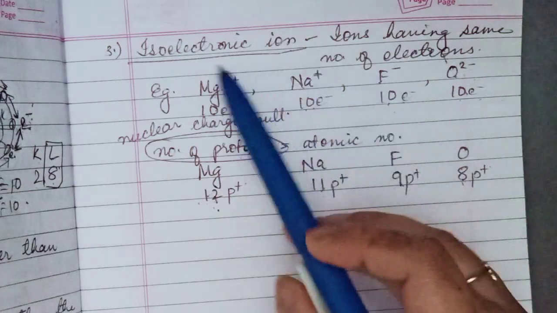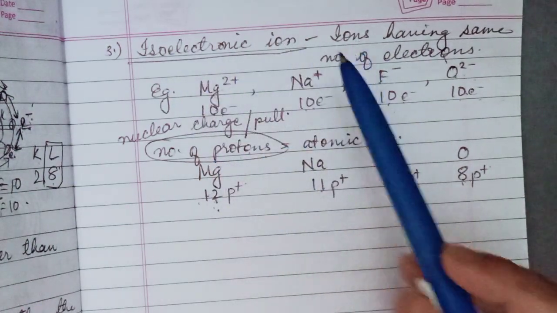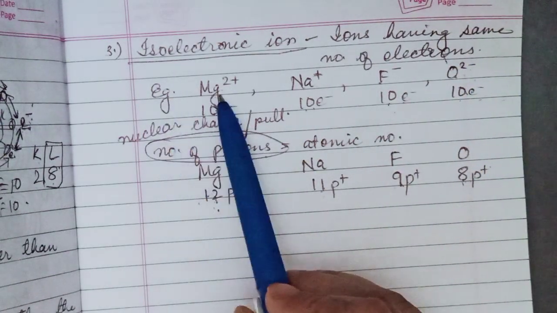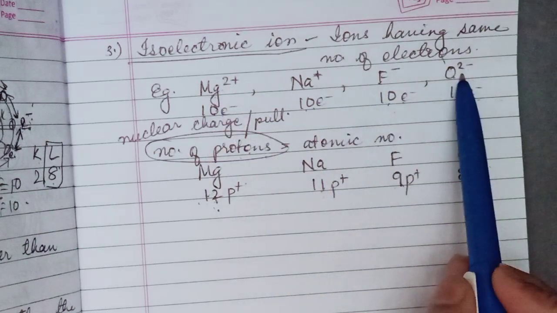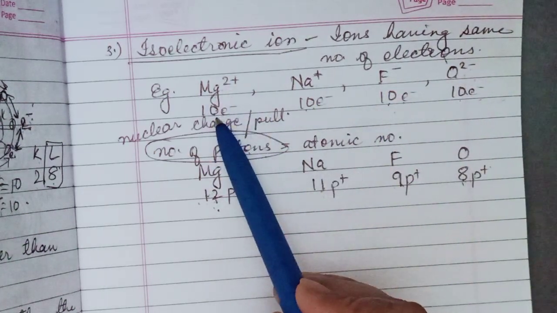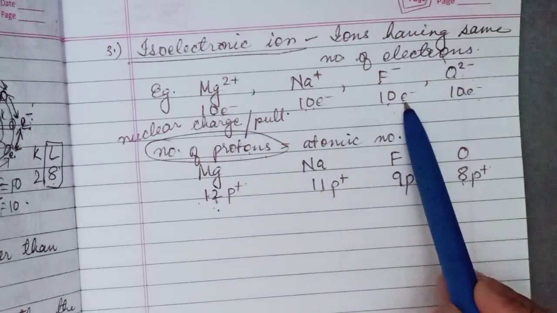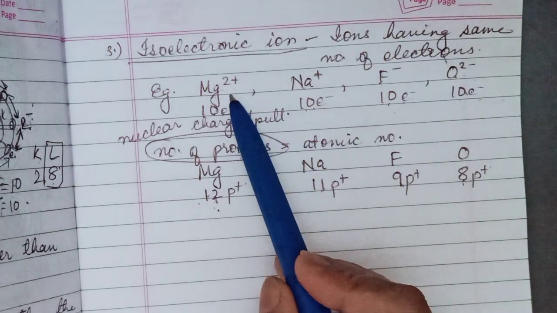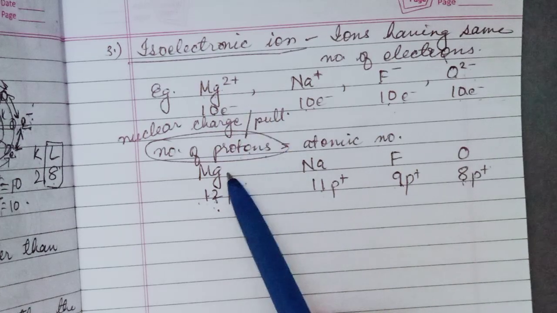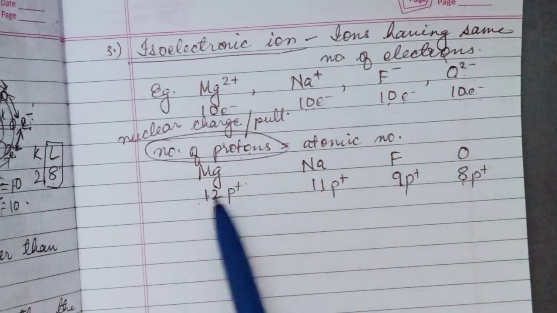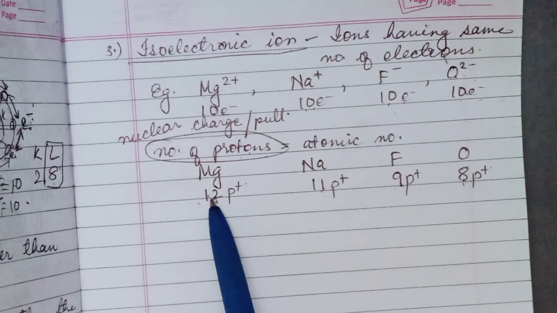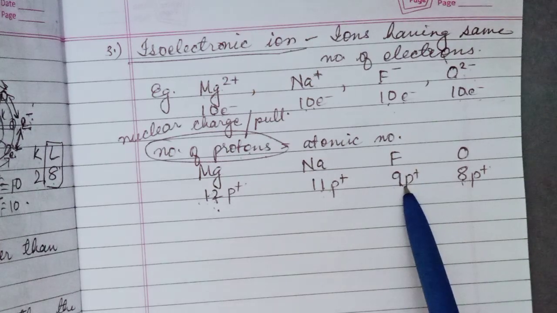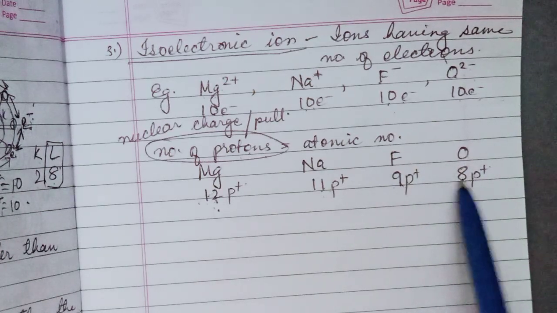One more time I will explain this. Isoelectronic ions means ions having the same number of electrons. Here are some examples: magnesium ion, sodium ion, fluorine ion and oxygen ion. In each of them the number of electrons is 10. The parent atoms of these ions are magnesium, sodium, fluorine and oxygen. Magnesium has 12 protons, sodium 11 protons, fluorine 9 protons, oxygen 8 protons.